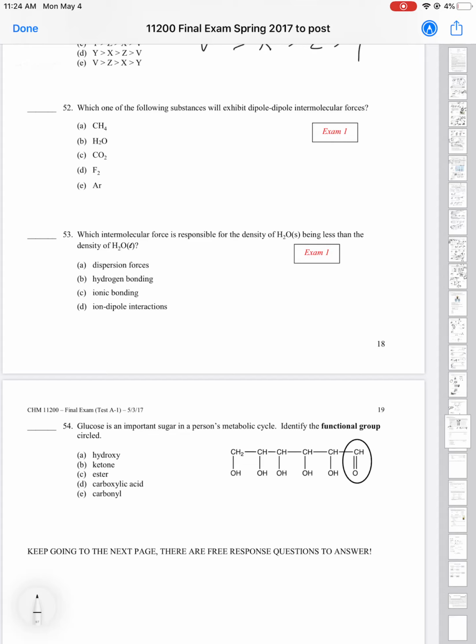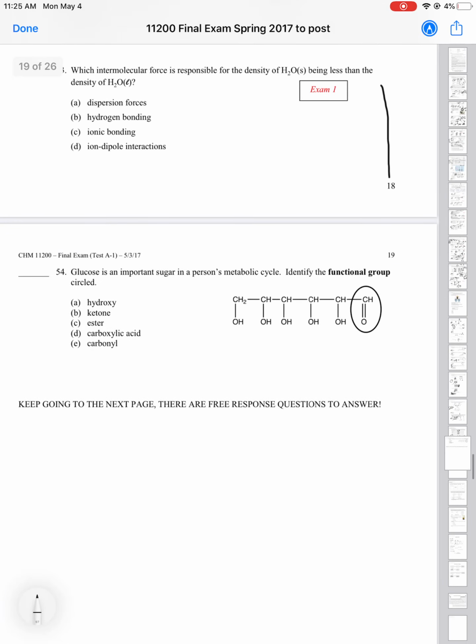Which of the following substances will exhibit dipole-dipole intermolecular forces? So dipole-dipole, remember that means there has to be some polarity. CH4 doesn't have any polarity. CO2, remember that's a straight molecule, no polarity there. F2, even though those are both electronegative, they are both equally pulling on each other. And Ar, that's just a single atom, so there's no polarity there. And we know that H2O forms hydrogen bonds, which is a type of dipole-dipole intermolecular force. So we'll go with B on that.